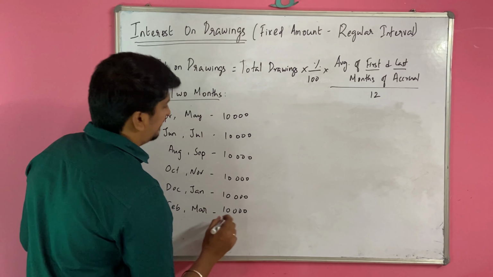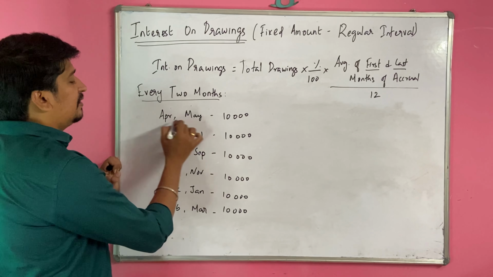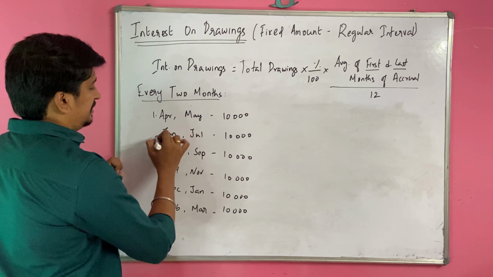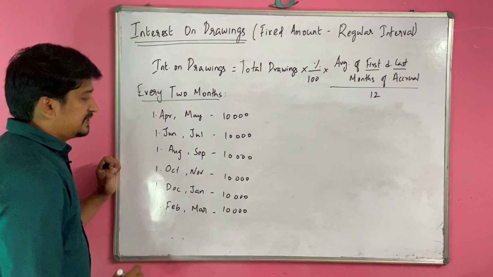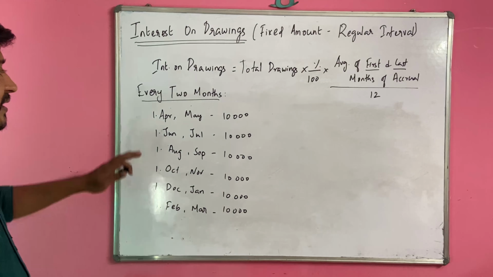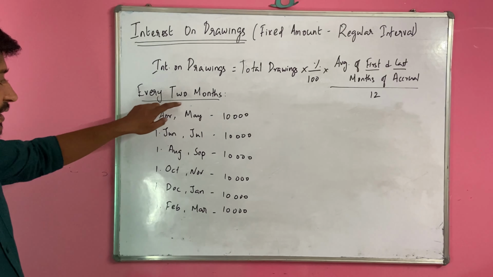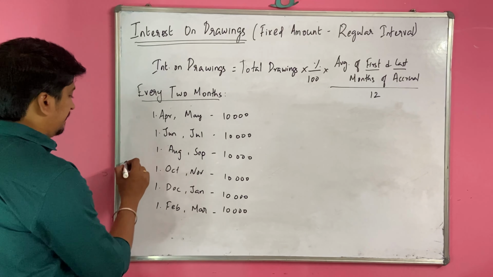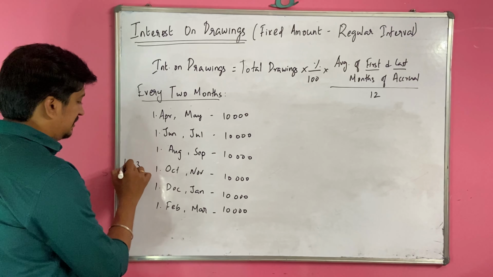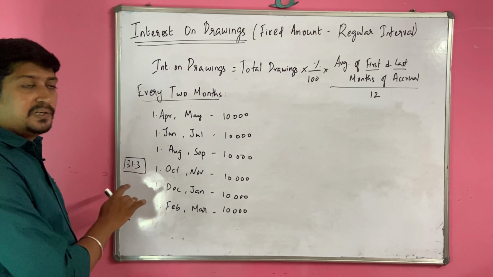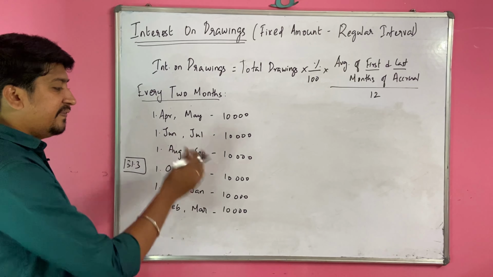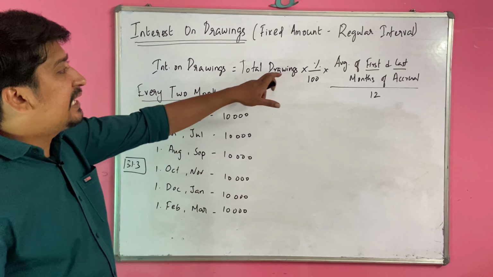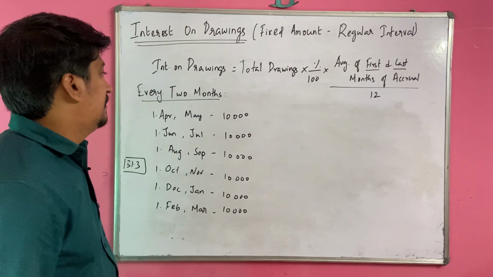So let me calculate for the first, beginning. The beginning of these 2 months is 1st April, then 1st June, 1st August, 1st October, 1st December, 1st February. So let's calculate interest for each drawing on 31st March, we need to know the interest of all the different amounts that he has drawn. Then finally we will add and then calculate with the help of that formula.